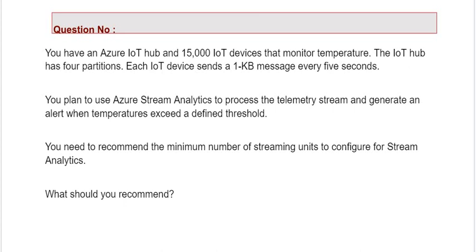Question is, you have an Azure IoT hub and 15,000 IoT devices that monitor temperature. The IoT hub has 4 partitions. Each IoT device sends a 1 KB message every 5 seconds. You plan to use Azure Stream Analytics to process the telemetry stream and generate an alert when temperature exceeds a defined threshold. You need to recommend the minimum number of streaming units to configure for Stream Analytics. What should you recommend?